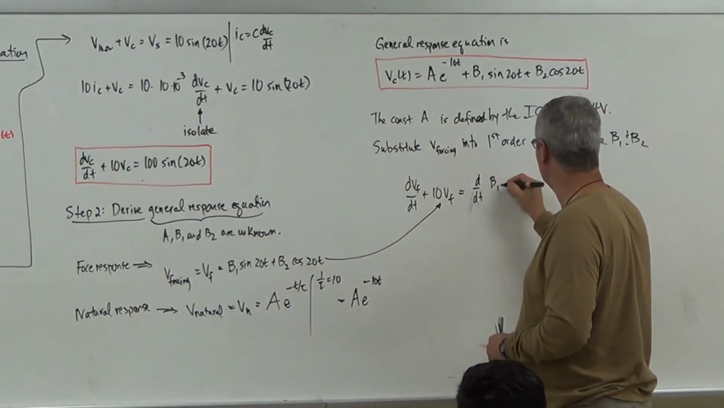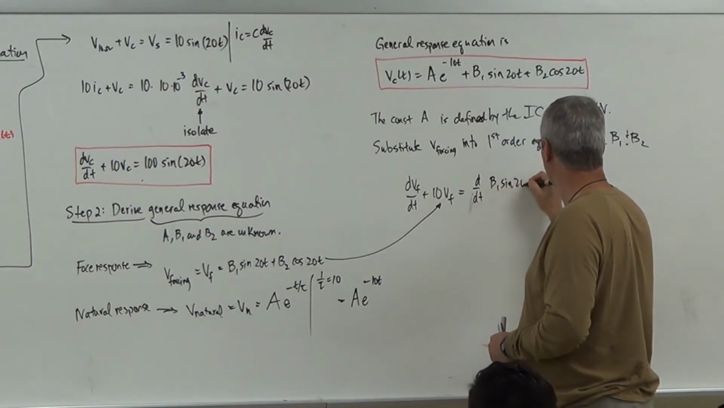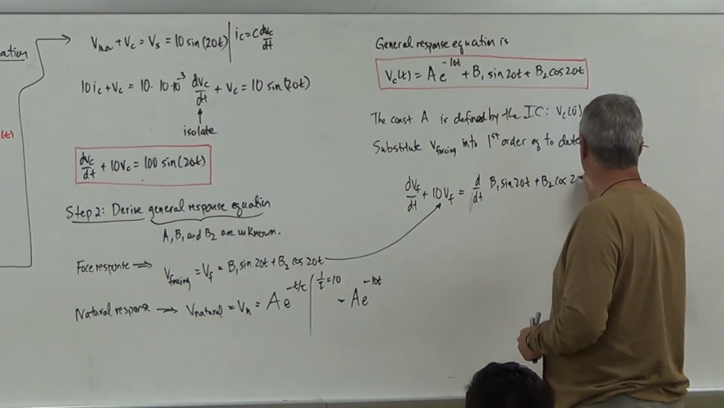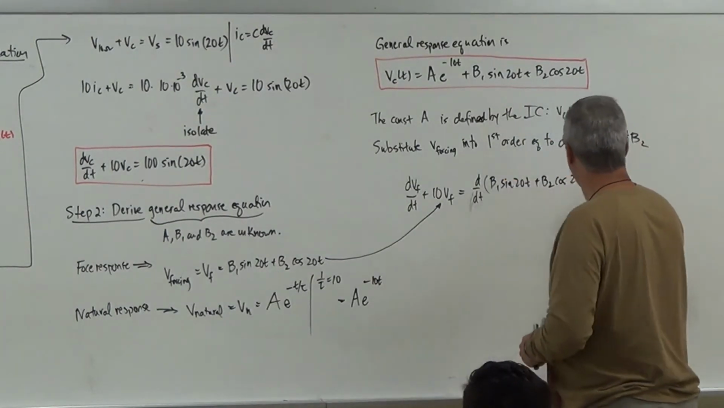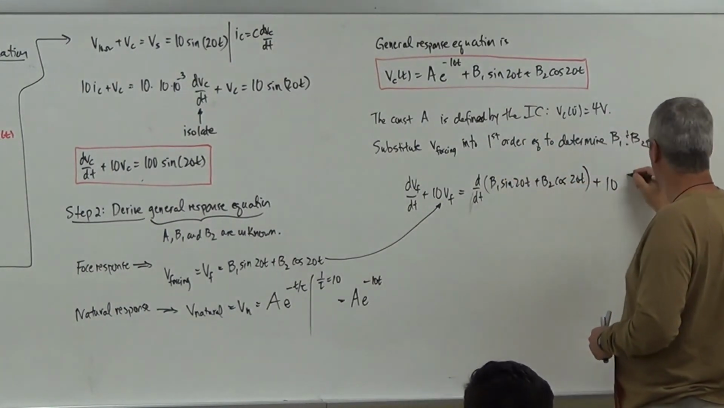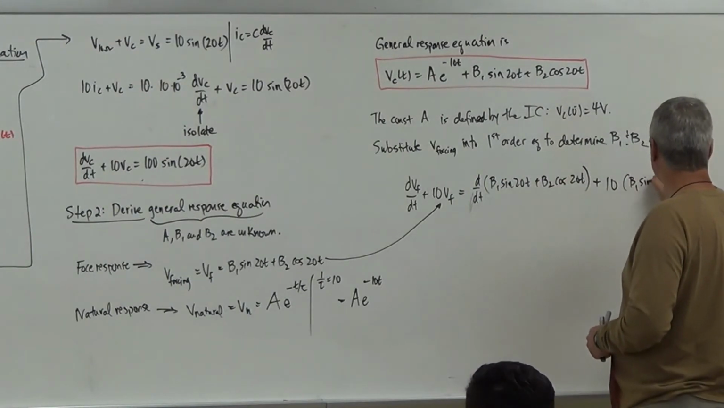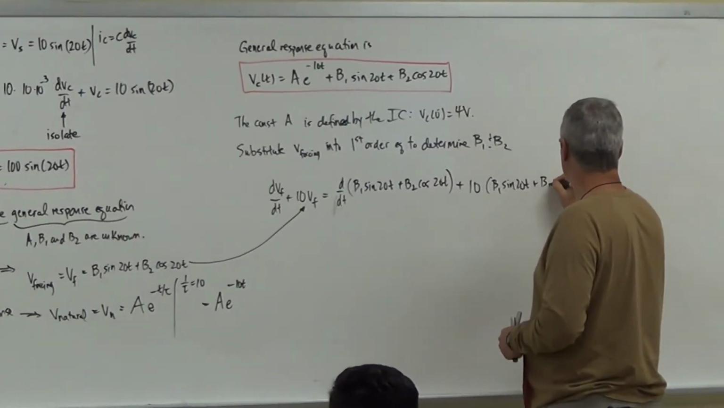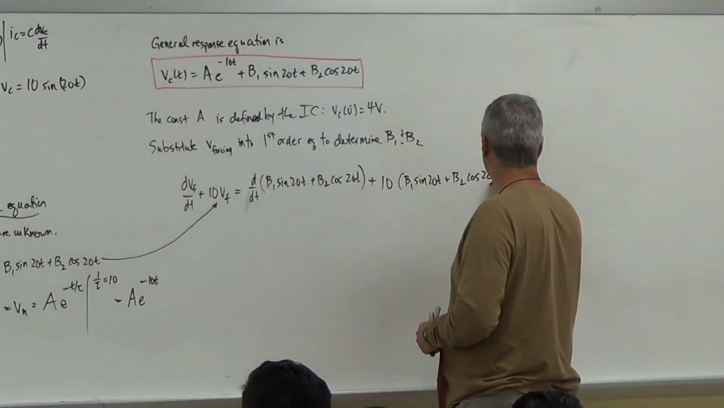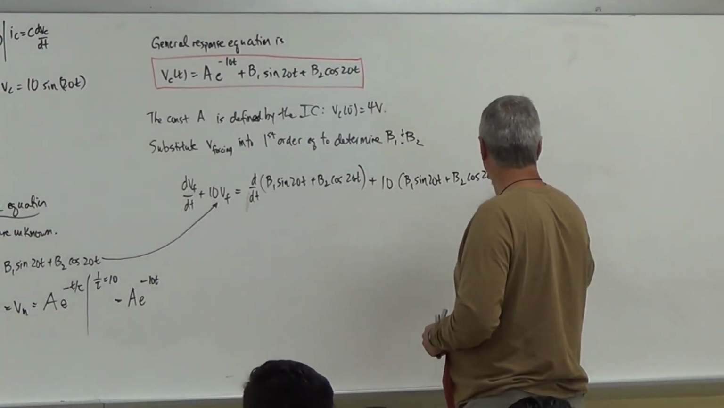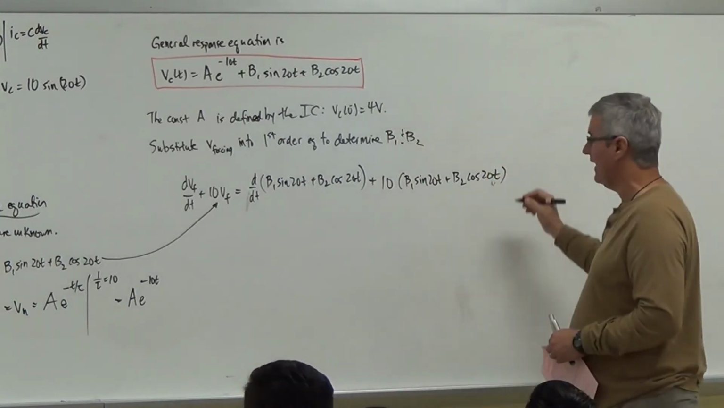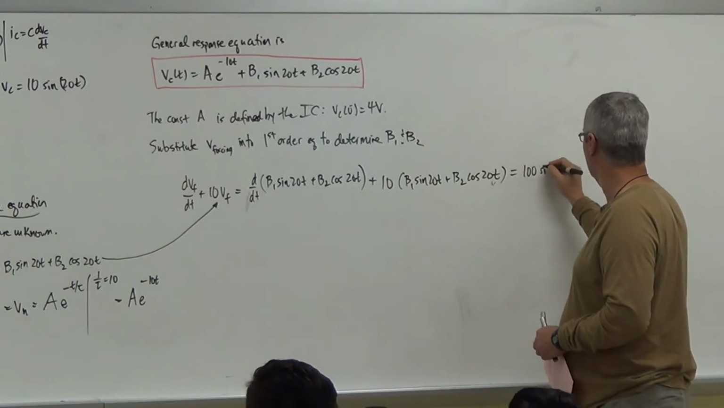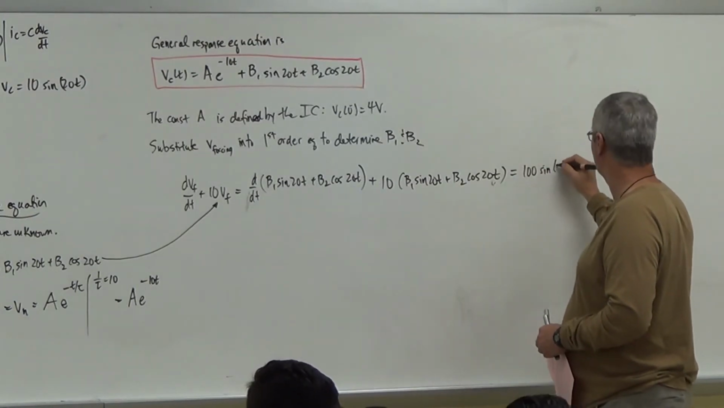So it's got to be B1 sine of 20t, B2 cosine of 20t, plus 10 B1 sine of 20t, plus B2 cosine of 20t. And that all has to equal the term 100 sine of 20t.